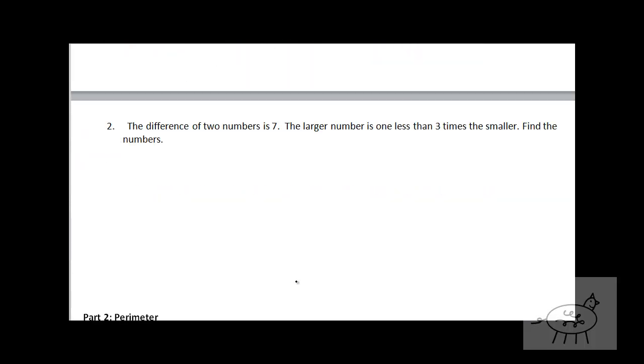It says the difference of two numbers is 7. So now we have a larger number and a smaller number. So let's do that. x equals the larger number and y equals the smaller number. So the difference of the two numbers, well, think about it. Would you do the larger minus the smaller or the smaller minus the larger? Well, of course you do the larger minus the smaller. So we're going to say x minus y is 7.